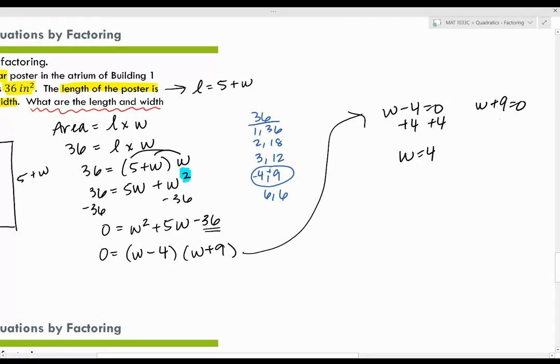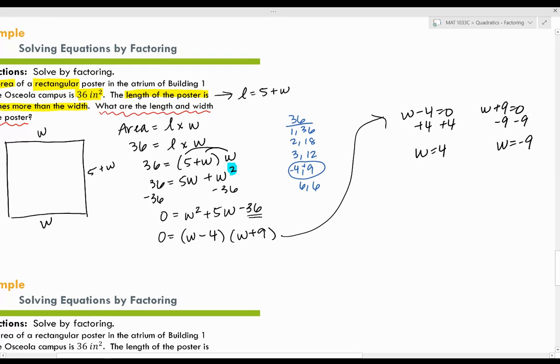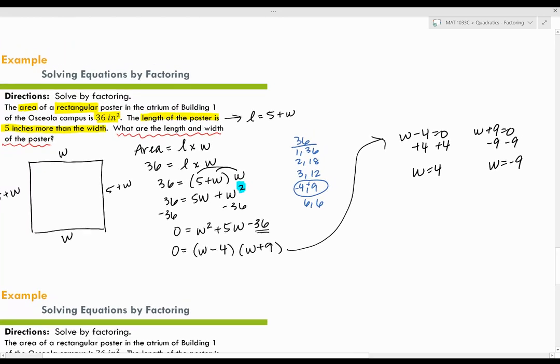So w equals 4. And the second one, I'm going to subtract 9. So w equals negative 9. Okay. Now, we've been solving quadratics. But now, because this is in the context of a word problem, the answers that we give have to make sense in the context of the problem, okay?